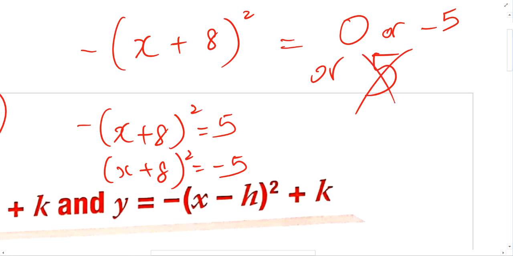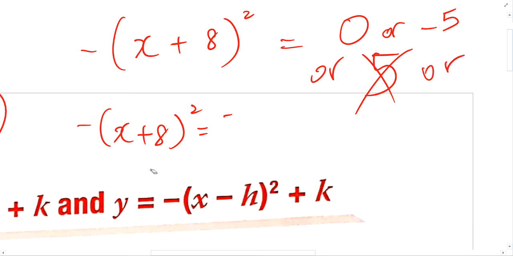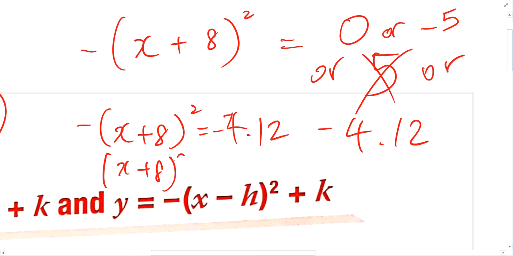What other numbers are there? Decimal. Shall we try decimal? What possible decimals are there? Okay, let's try negative 4.12. Possible or not? Possible? Yes, it is possible. Negative 4.12. We get x plus 8 squared equals 4.12, and I can square root this. Okay? Summary.